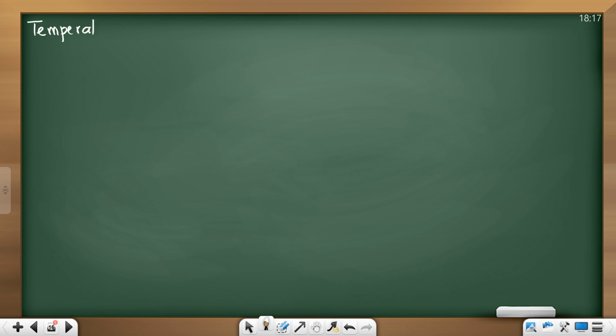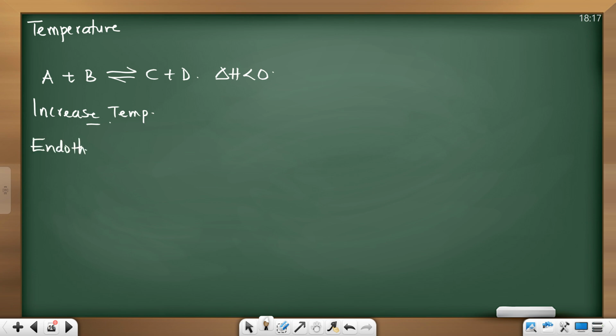Why will temperature affect this? Let's check something here. A plus B gives us C plus D. What did we say about these reactions? These reactions are exothermic. Delta H is less than 0. If we increase temperature, what happens? Which reaction is favored? The endothermic is favored. Which one is the endothermic in this case? The reverse.